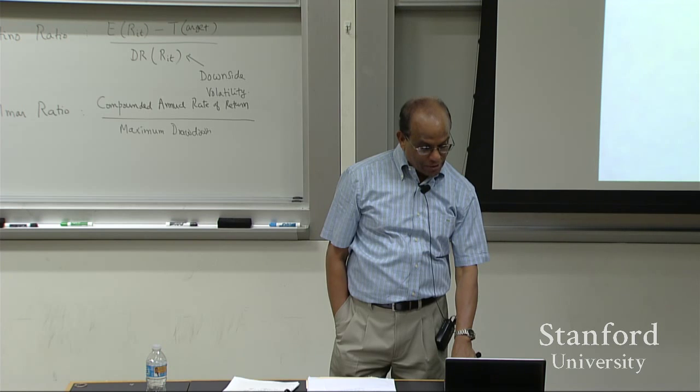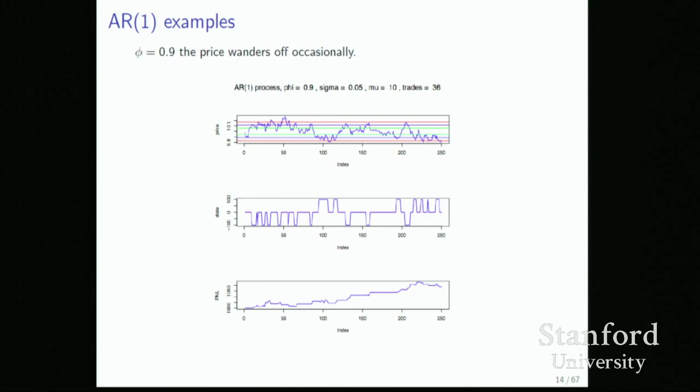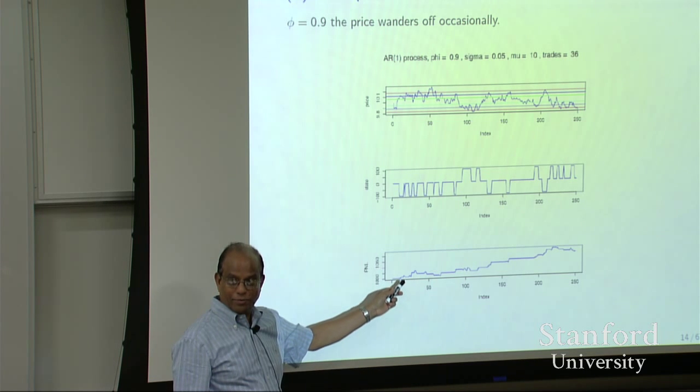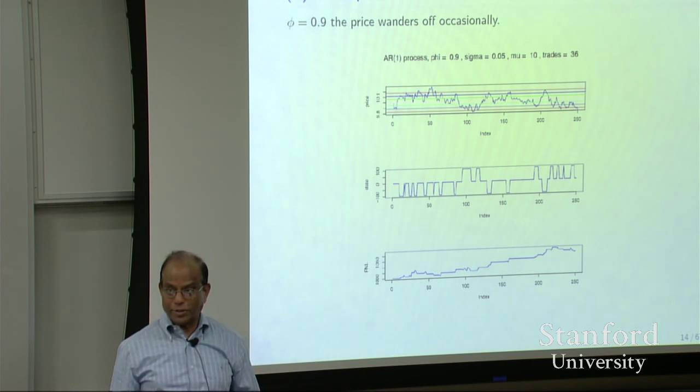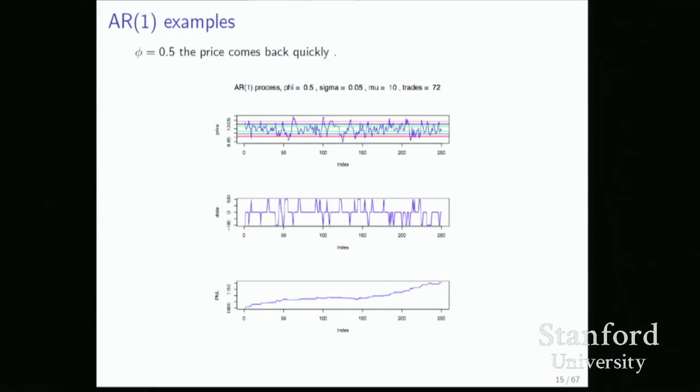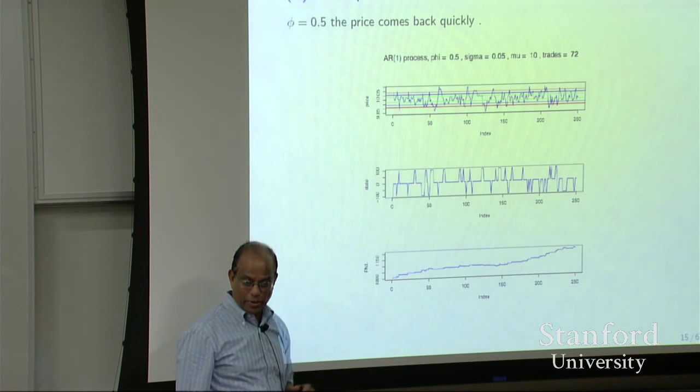This is the actual process that we are looking at. When pi is 0.9, with all the other parameters the same, you can see the number of trades is 36. This P&L looks better than the other P&L, even with a small difference in the pi values. Now pi is 0.5, and you can see this P&L does not have too much downside risk. It keeps going.